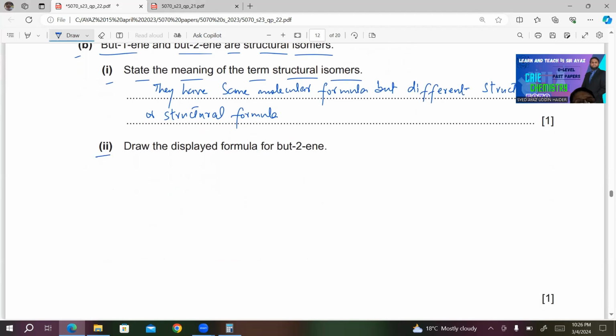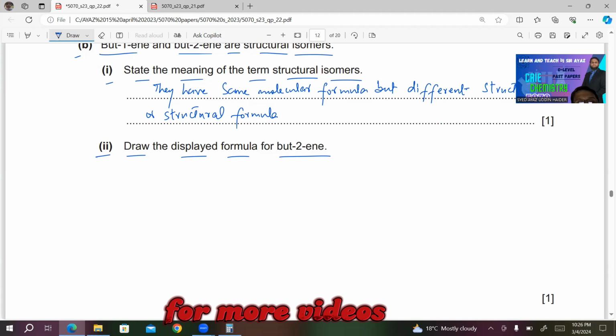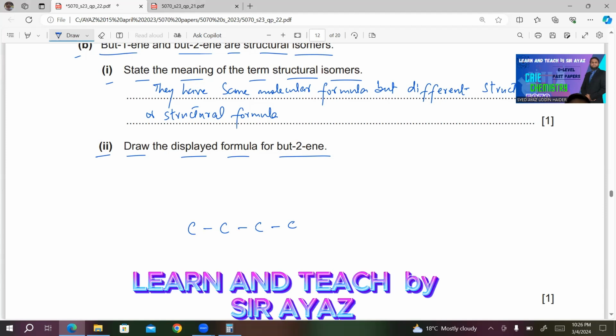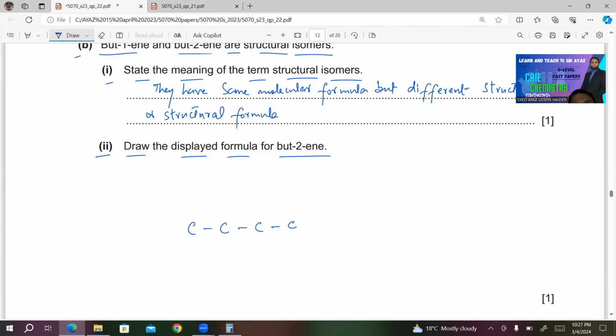Part 2. Draw the displayed formula for butene. There must be 4 carbon atoms in butene: 1, 2, 3, 4. And there is a carbon-carbon double bond on the second carbon. Whether you start from the right hand side or left hand side, you have to place the double bond between the 2 middle carbon atoms. 1, 2, 3, 4. So it must have a double bond.